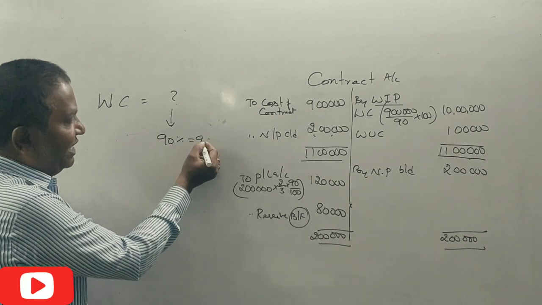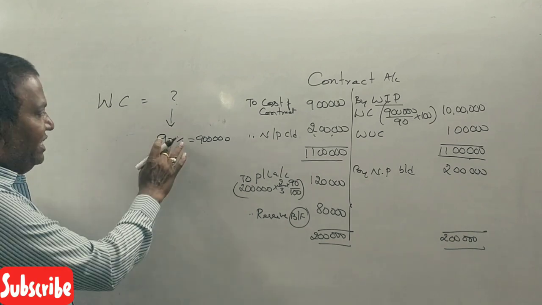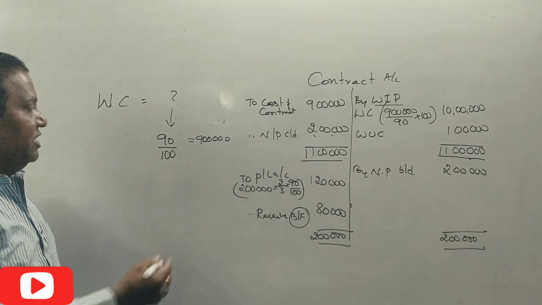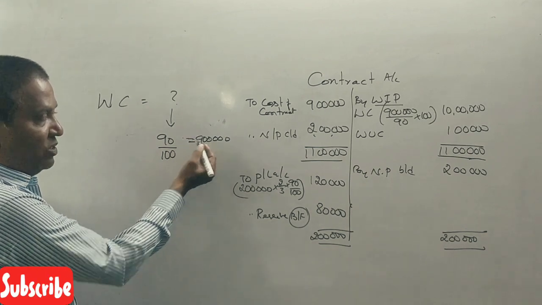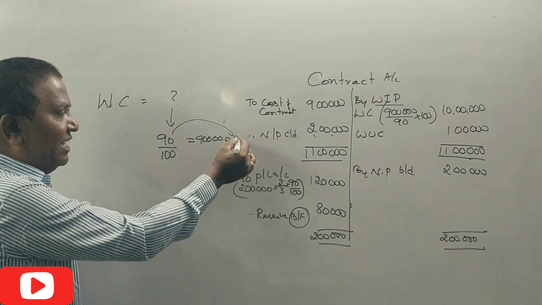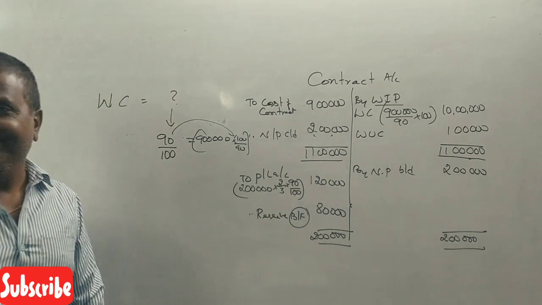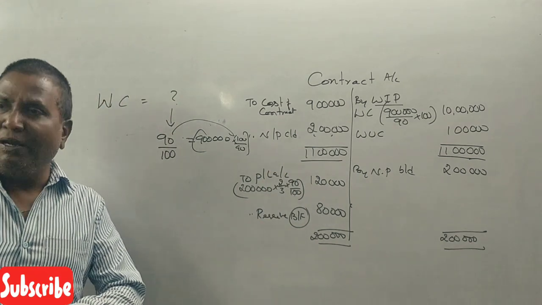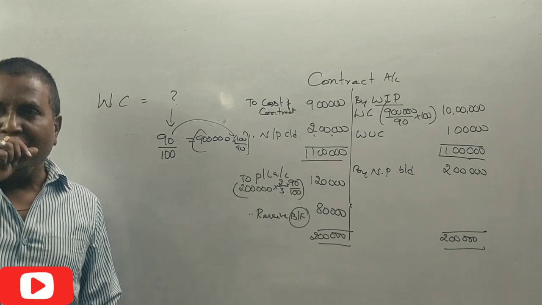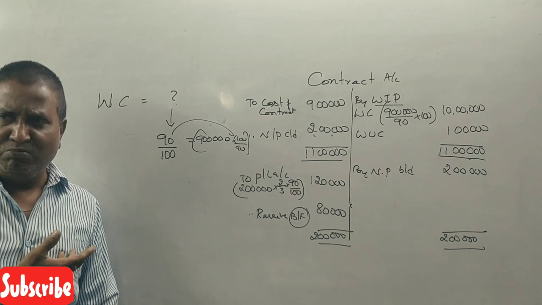That 90% is equal to how much? 9 lakhs. Correct? See, 90% is nothing but 90/100. If 90/100 is equal to 9 lakhs, then it becomes 100/90. That is what I have done. This is a simple mathematics logic. Did you understand? This is 7 marks. Very easy question.